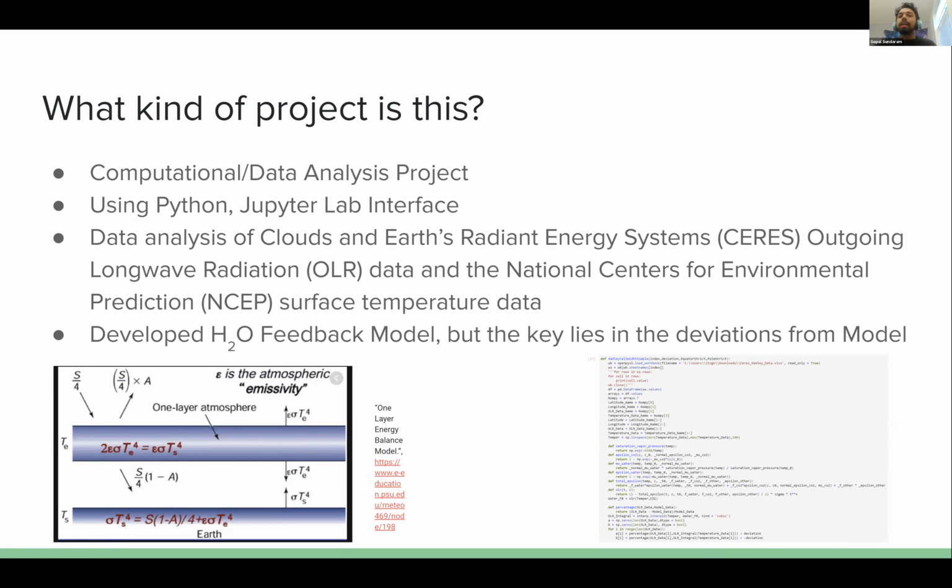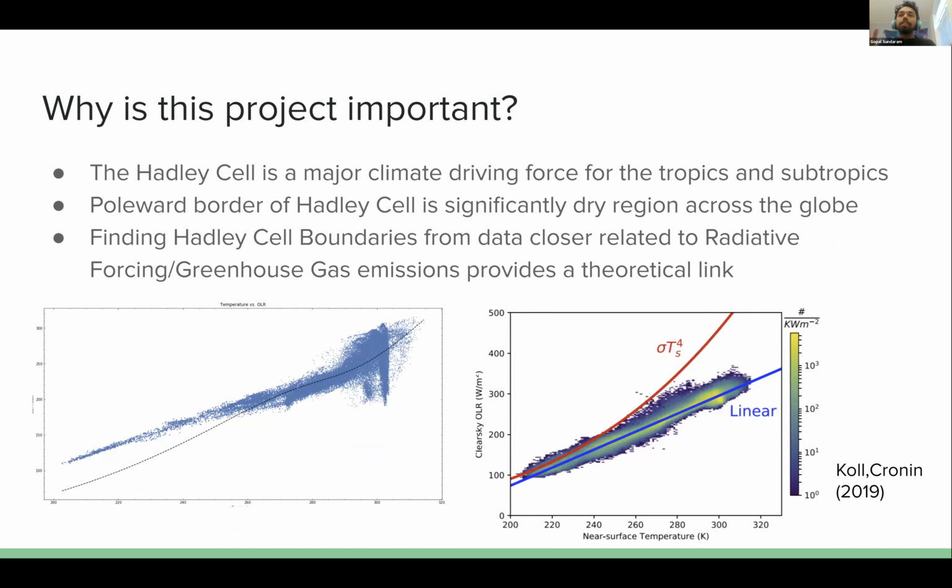But what I want to do is take a step back and talk about why this project is important. As I mentioned, the Hadley cell is a major climate driving force for the tropics and subtropics, 0 to 30, basically. The poleward border of the Hadley cell, as I said, is a significantly dry region across the world. It's really interesting. At 30 degrees north, you have Central America, which has a decent amount of desertous regions, along with some jungly regions, but it also has the Sahara Desert, the Middle East, Northern India, and all these places are very, very dry regions.